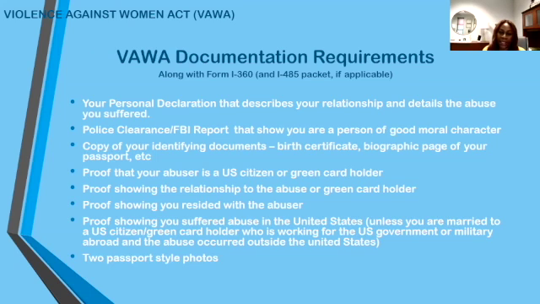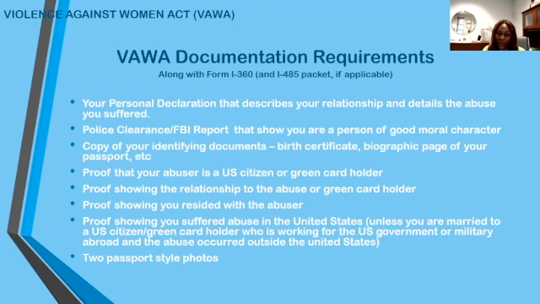Now, you also have to get the police clearance or the FBI report that shows you're a person of good moral character. So for the police clearance, you have to get a police clearance from places that you've lived for more than 6 months in the past 3 years. And for the FBI report, you send them fingerprints and they run a report to show that you have no arrest record.